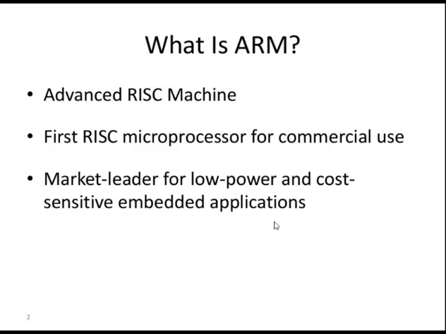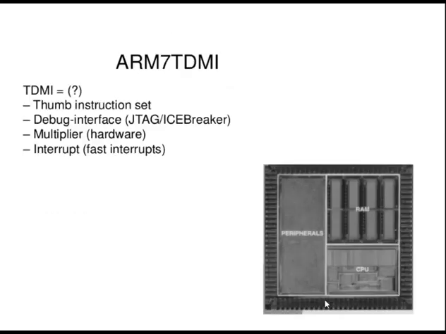Okay, so now we are going to study the second type, that is the medium scale embedded system, ARM7 TDMI. TDMI stands for Thumb instruction set, Debug interface, Multiplier and Interrupt. See this diagram, where peripherals are attached to the central processing unit and RAM.